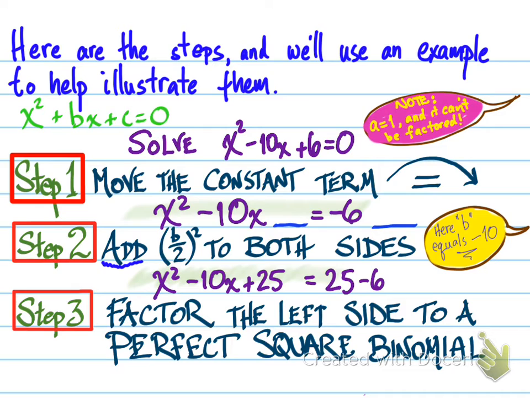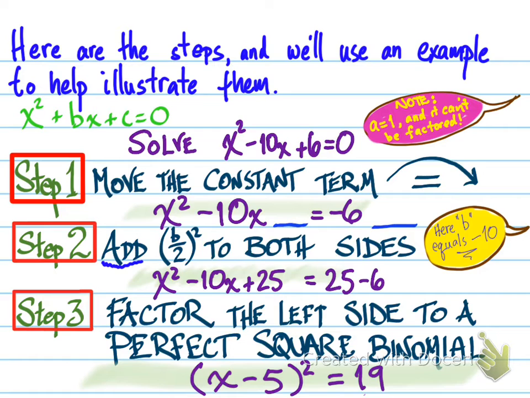That's some pretty fancy math terminology there, perfect square binomial. But you've seen a lot of them. It's just a binomial, so it's like x plus a number or x minus a number in parentheses. That's the binomial, and it'll be squared. So it's going to look like this in this case: x minus 5 squared equals 19.